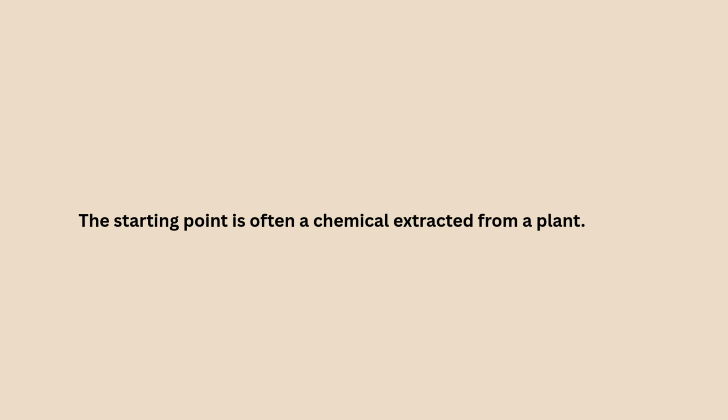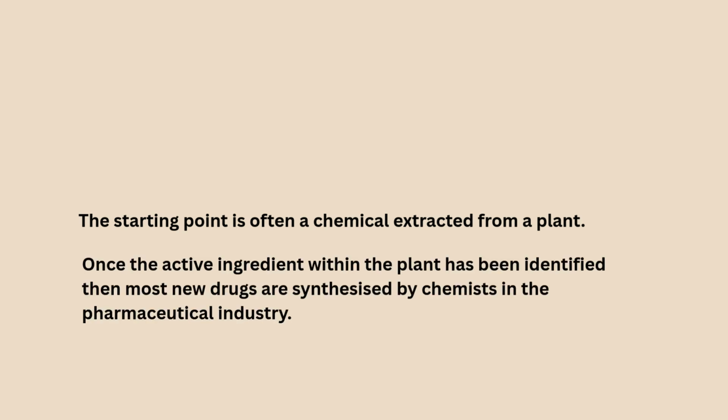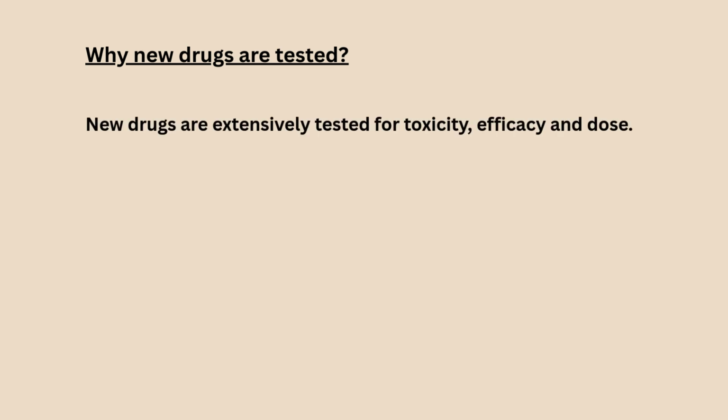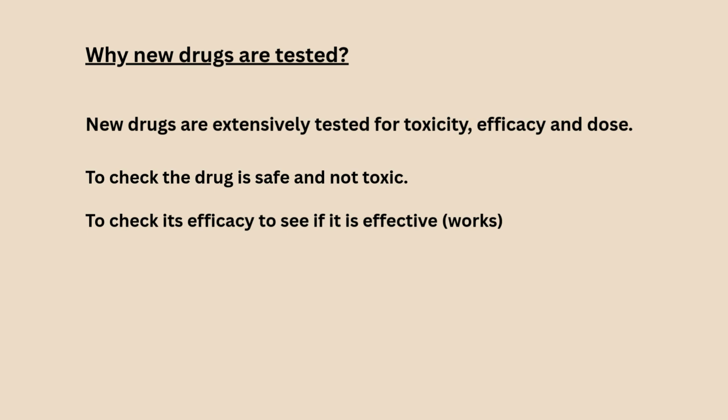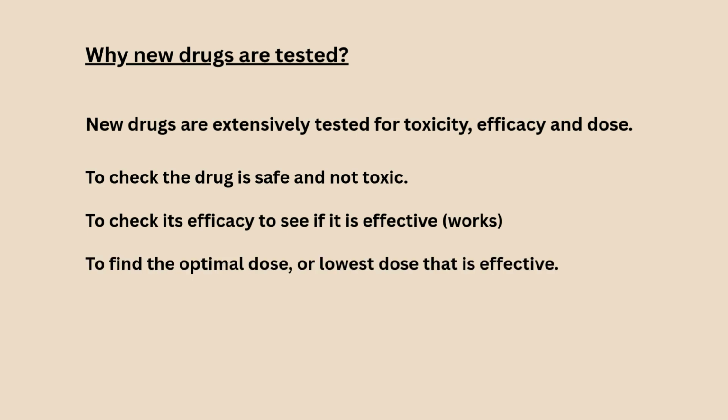The starting point is often a chemical extracted from a plant. Once the active ingredient within the plant has been identified, then most new drugs are synthesized by chemists in the pharmaceutical industry. Why are new drugs tested? New drugs are extensively tested for toxicity, efficacy, and dose. To check the drug is safe and not toxic, to check its efficacy to see if it's effective, and to find the optimal dose or the lowest dose that will be effective.